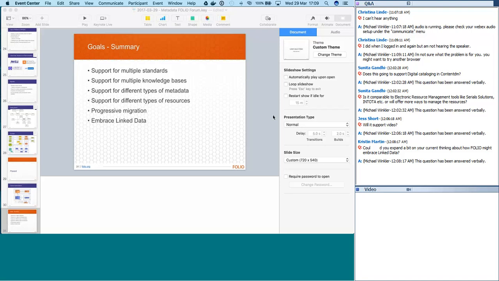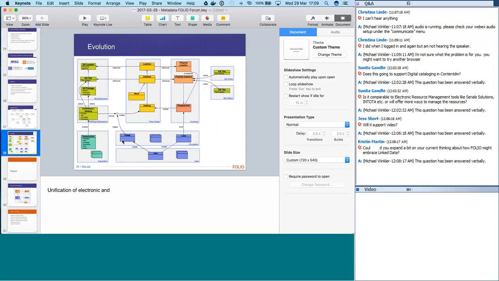We actually have a question from Twitter. On the evolution slide, what's the difference between the blue and black lines?